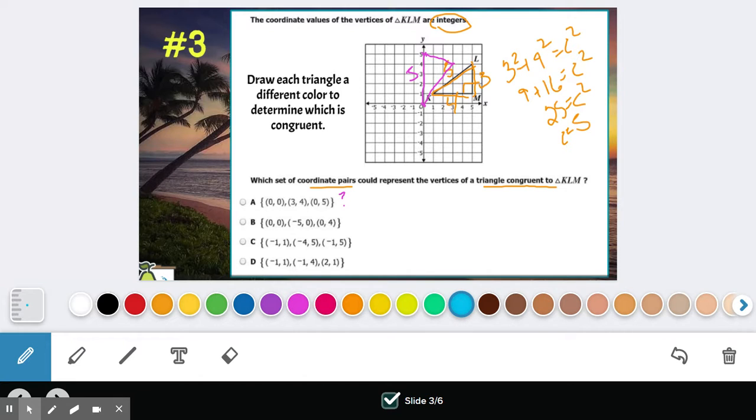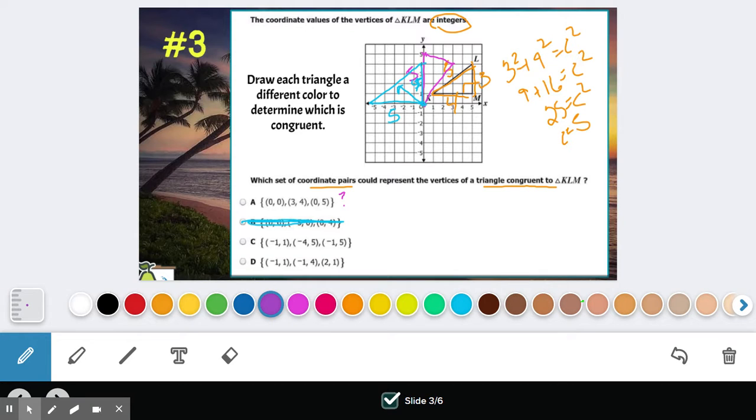This is a time-consuming question. You just have to do it. 0, 0, negative 5, 0, and 0, 1, 2, 3, 4. Here I've got a side of 5 and a side of 4, but my hypotenuse is going to be longer than that. So I know my longest side is not going to be 5. So I don't need that blue triangle.